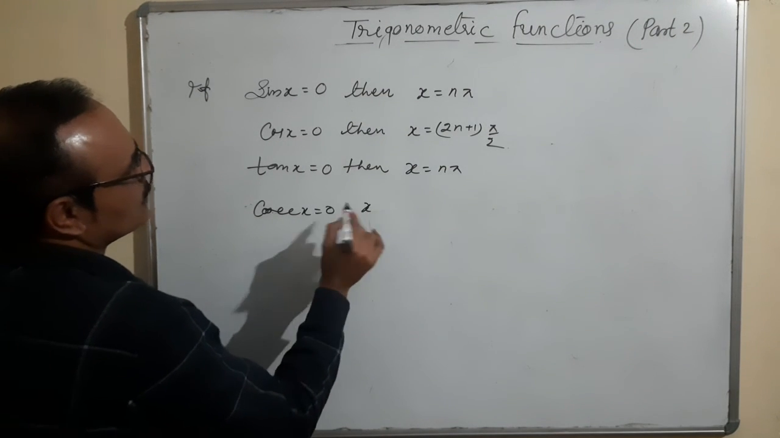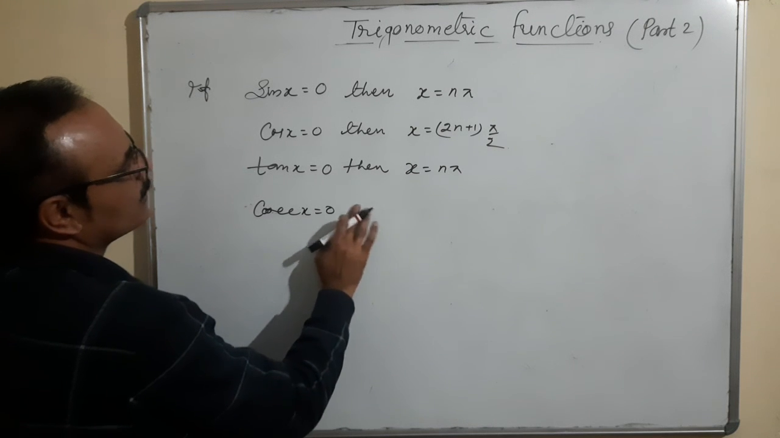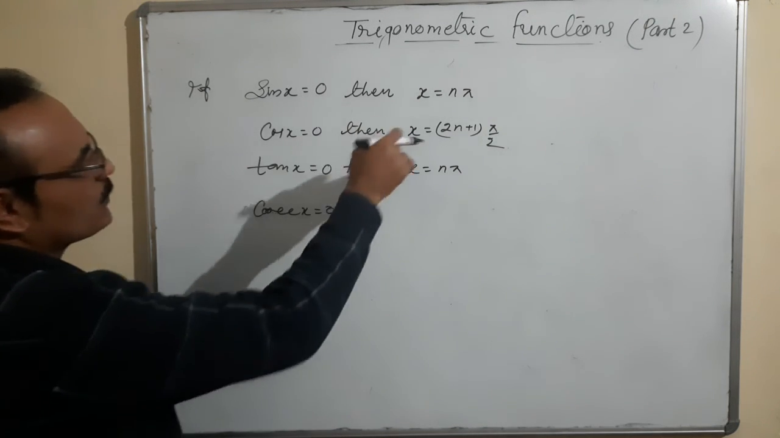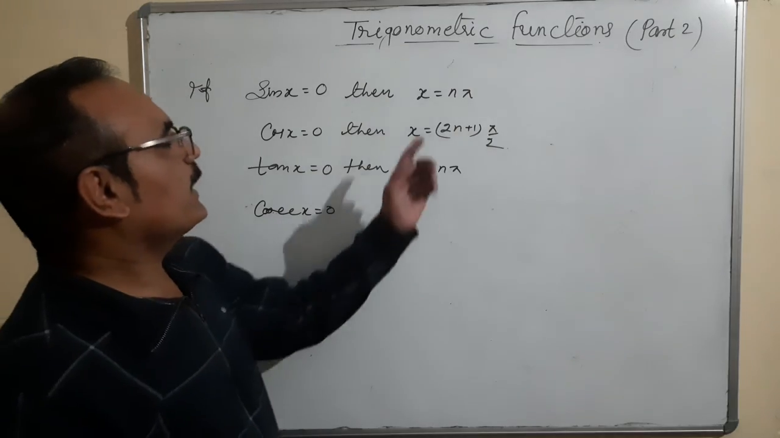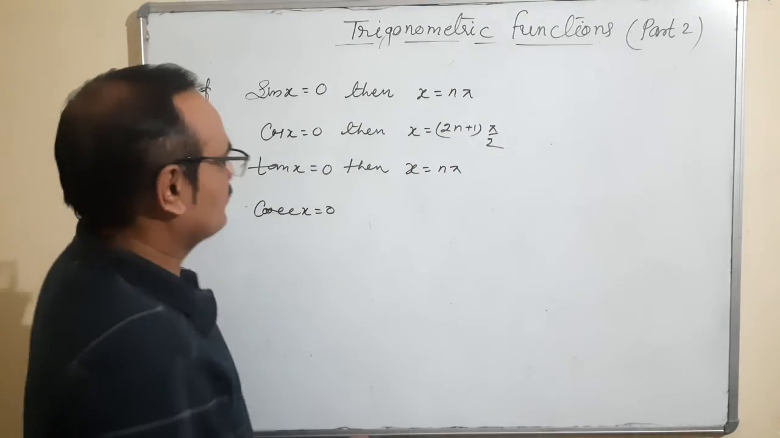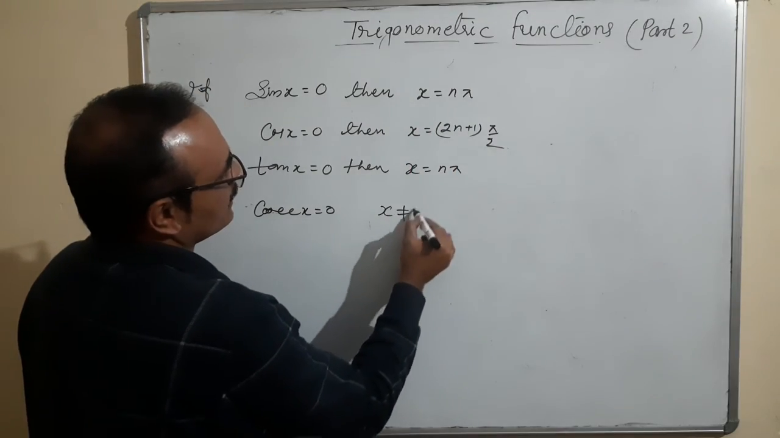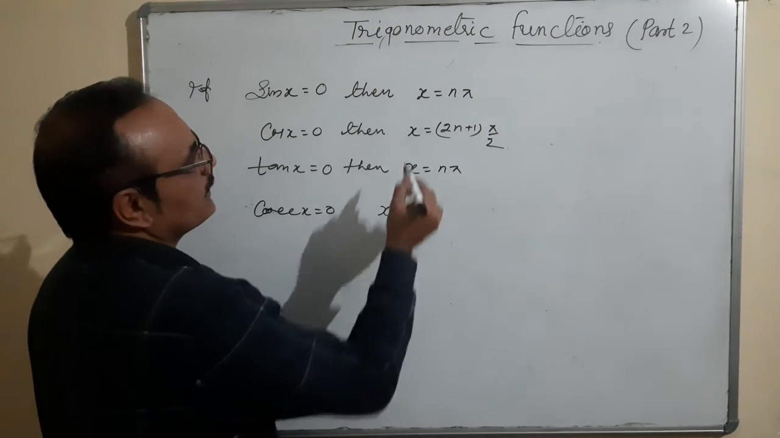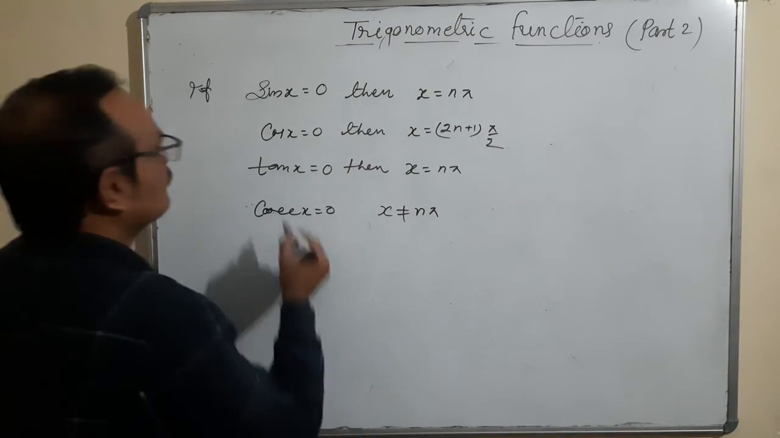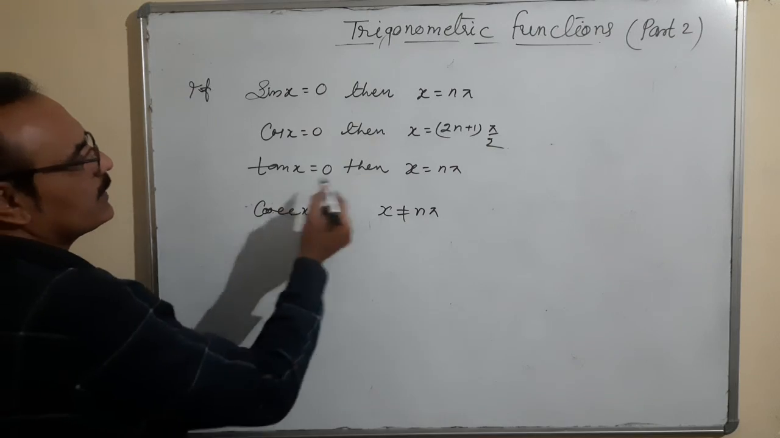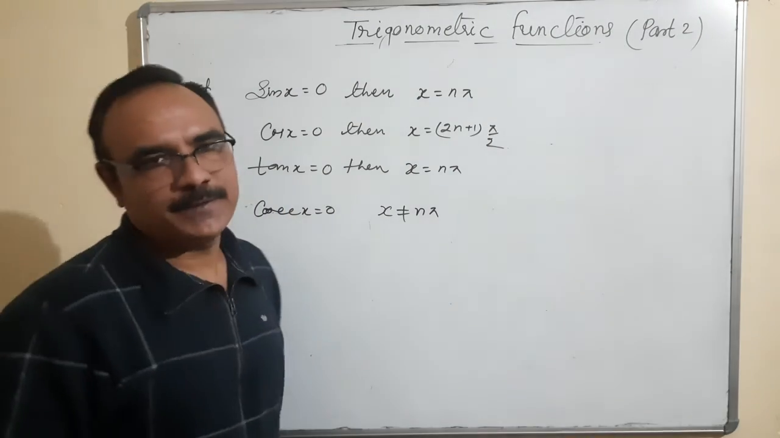Then x is equal to... for every value but only one thing, because it is coming 1 upon. So we will write here x is not equal to n pi. Here x is not equal to (2n+1) pi for what? Cosec. And for tan, not equal to n pi.